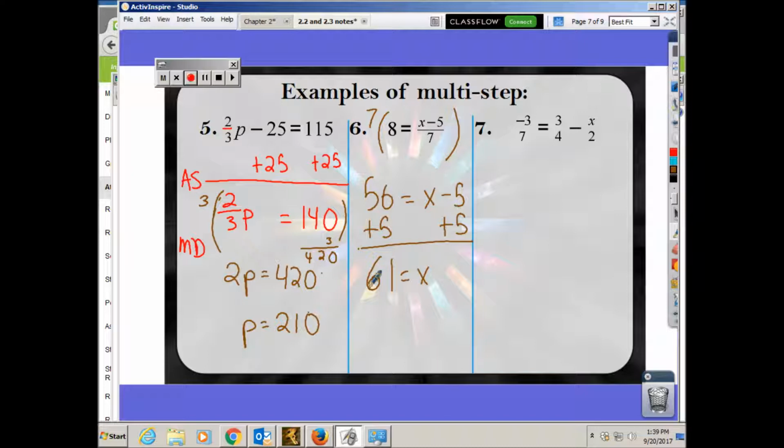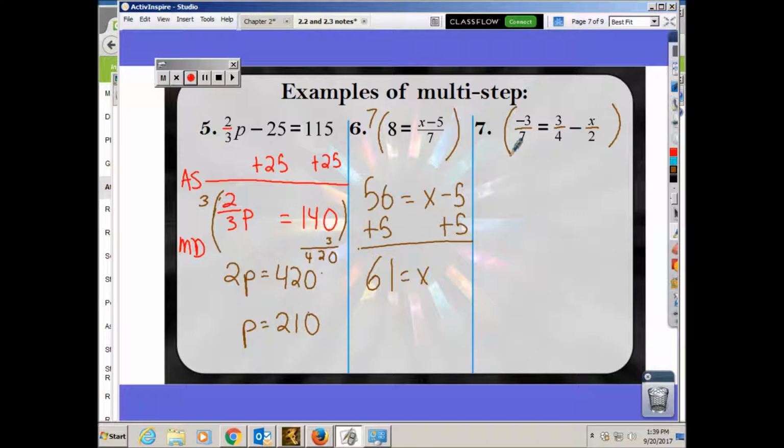Okay, let's look at the last one here. Yeah, there's supposed to be lines there. I don't know why they're not showing up. So, on this one, I'm going to clear the fraction first. Could I, and other teachers might say, could I subtract 3/4 first? Yeah, I actually could, but I want to get rid of those fractions.